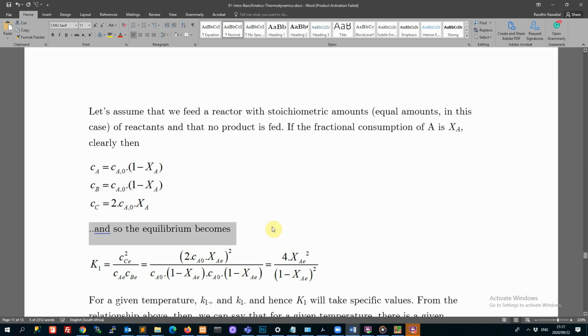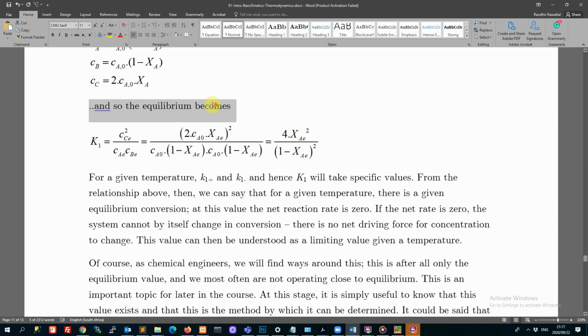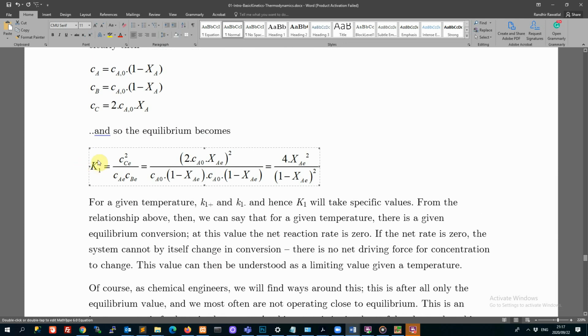And so if we go back to our equilibrium expression, we said equilibrium was this arrangement of A, B, and C. And if we substitute these relationships with conversion in here, you can see the Ca naughts are going to cancel, leaving us with this relationship only. And this is nice because now we've gotten rid of all those components, and now we've written this totally in terms of conversion only. And that's a function of K. So K being the ratio of K1 plus and K1 minus.